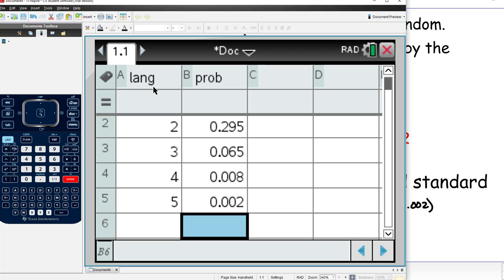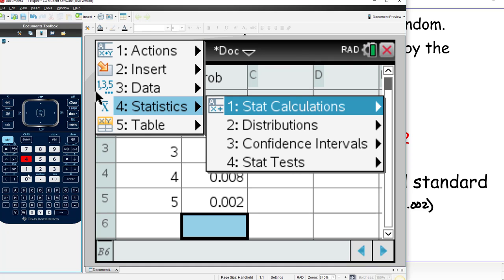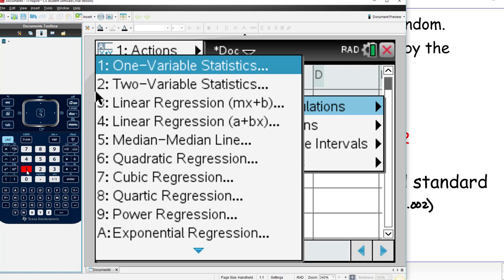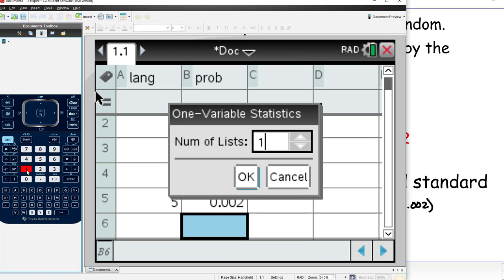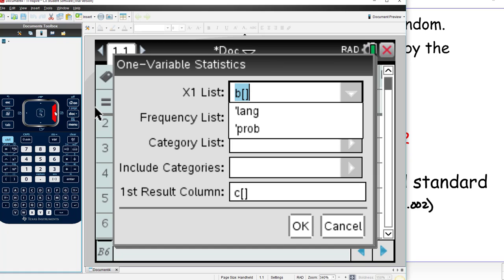Okay? So, again, what we want to do here is do our one variable statistics, and we find that in the menu. Then we go to option number 4, option number 1 for stat calculations, and option number 1 again is one variable stats. The number of lists, even though we have 2 columns, we are only looking at one variable, right? And all of the values of our variable are in that LANG column. So we still have just one column, okay? The X list is our language.